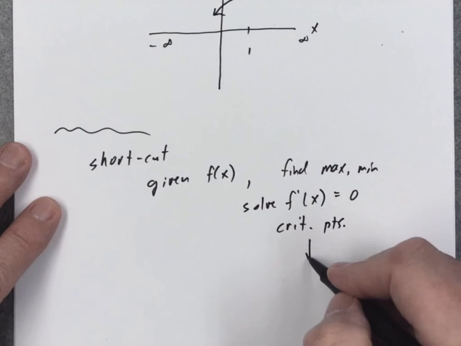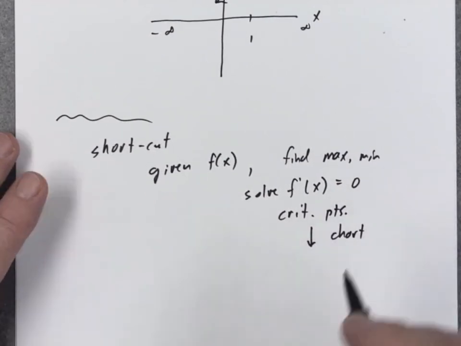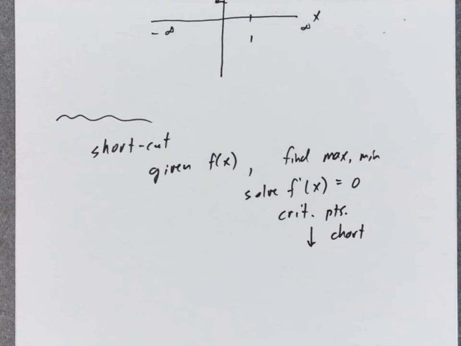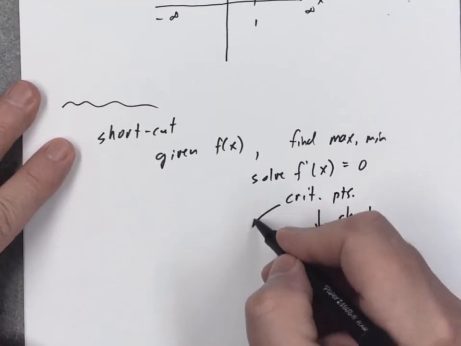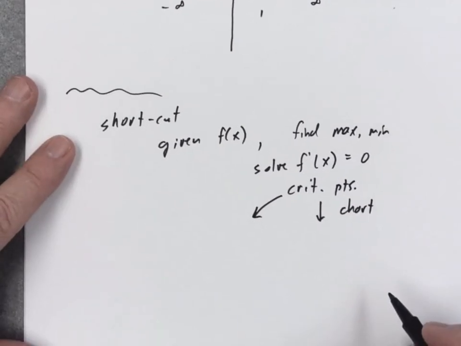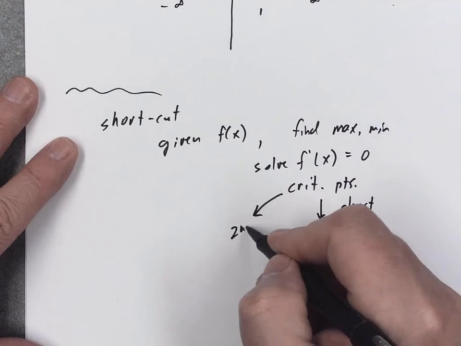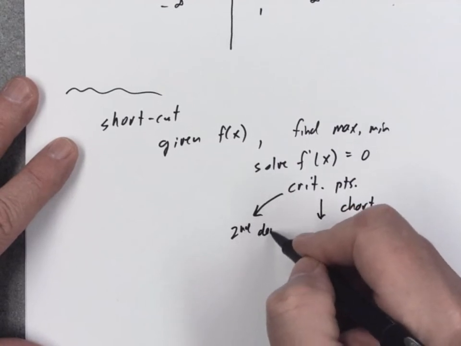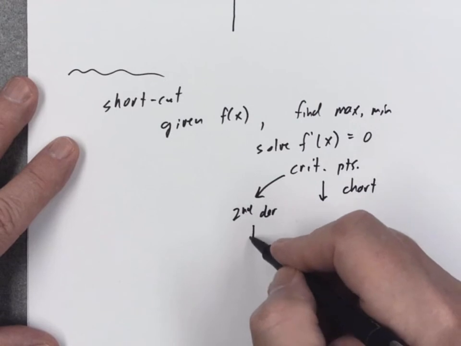But then we normally had to do the chart. We had to look on either side of the critical point and see whether the first derivative is positive or negative. All right, we did that. We can do it. It's not that bad. But there's a shortcut. Instead of having to do this chart, what I'm going to show you in a minute is once you find your critical points, if it's easier, and a lot of times it is, you can go and look at the second derivative.